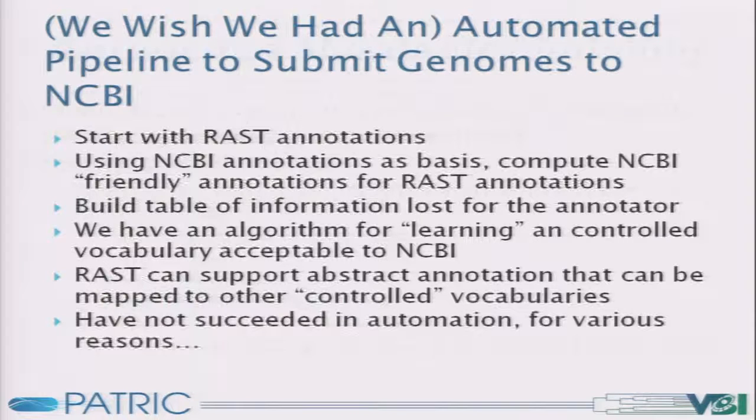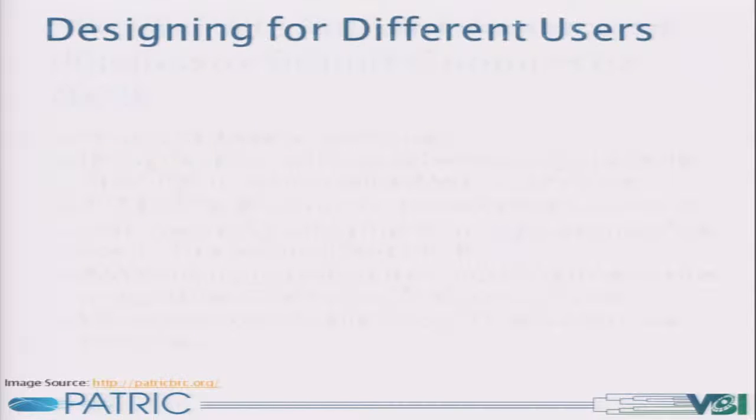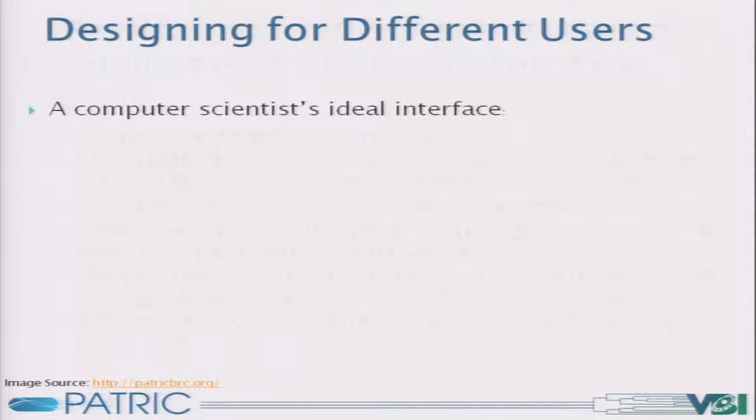We try. We wish there was a way, we've tried, to make an automated submission pipeline for genomes to NCBI, for example. We understand this is a hard problem. The main problem is that over 50% of all bacterial genomes that are being sequenced, at least in the US, are not being deposited because it takes too much effort to deposit them, and now it's too little effort to sequence them. So a couple of questions, a couple of points about designing for different user.